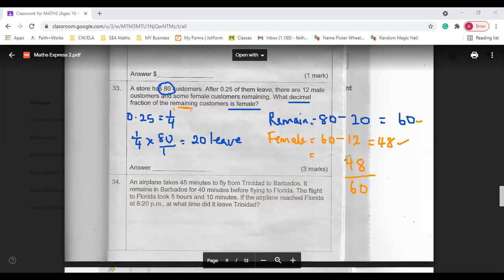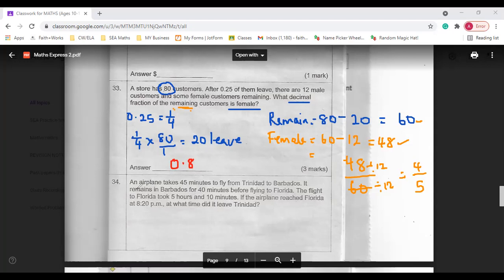We reduce this. You could use 12. So 60 divided by 12 is 5. 40 divided by 12 is 4. 4/5 as a decimal, sorry, is, if you have it memorized, 0.8.